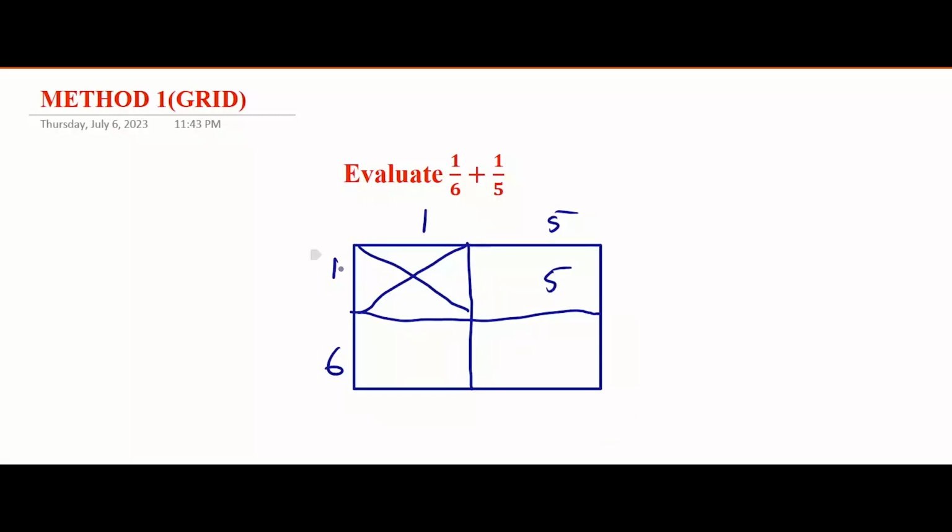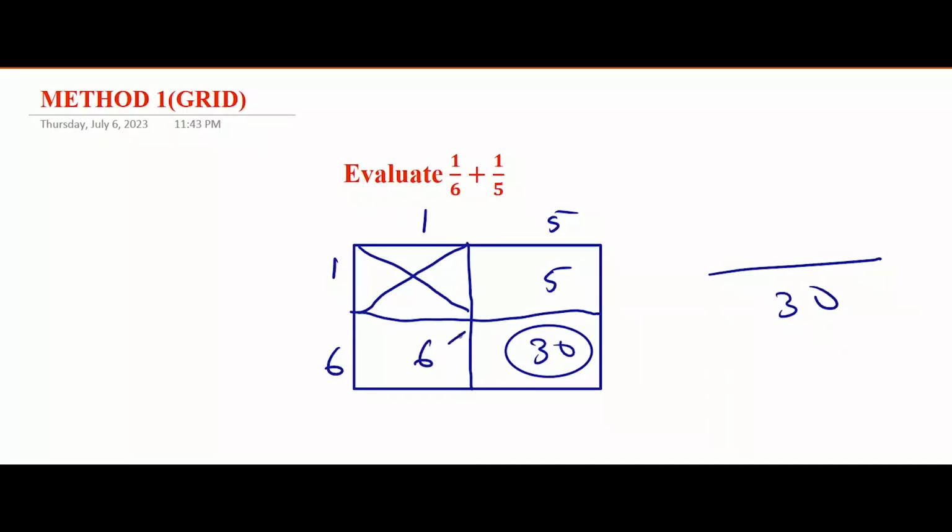Of course, we can't do 1 times 1 because we have already ruled out this. Then the next one will be 6 times 1. You have 6. 6 times 5, that is 30. So this is your denominator. So I have 30 here.